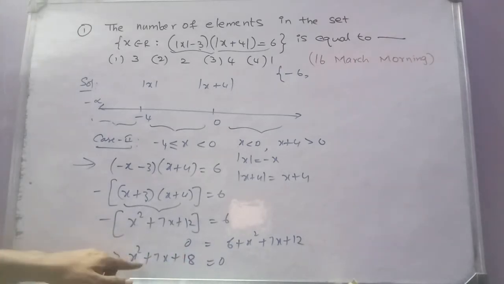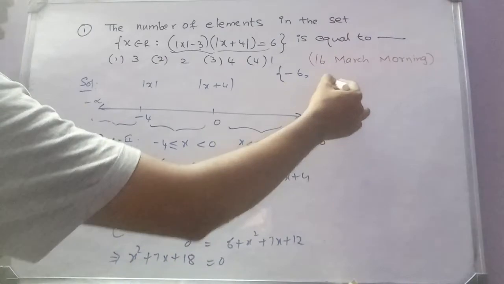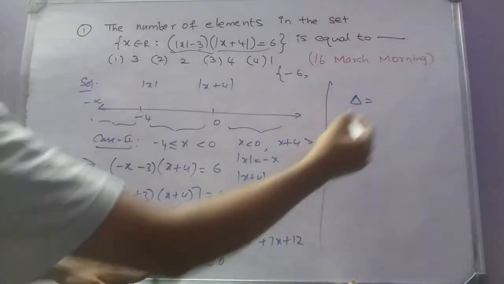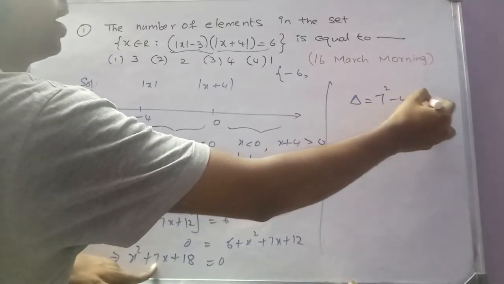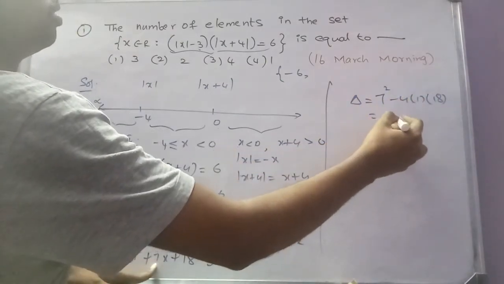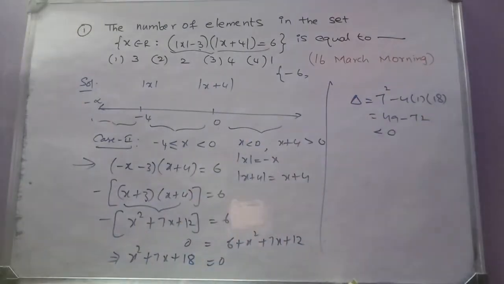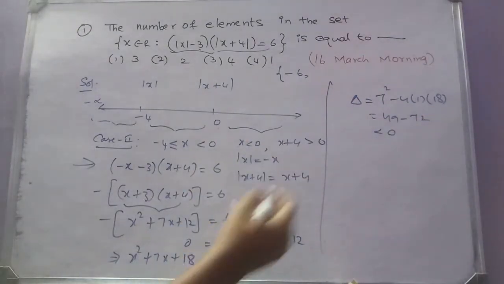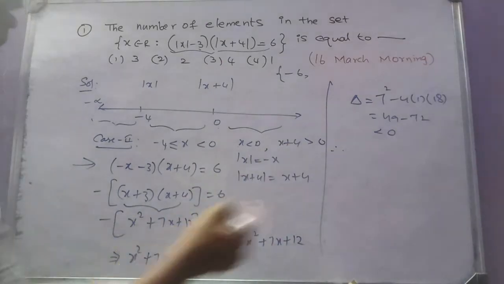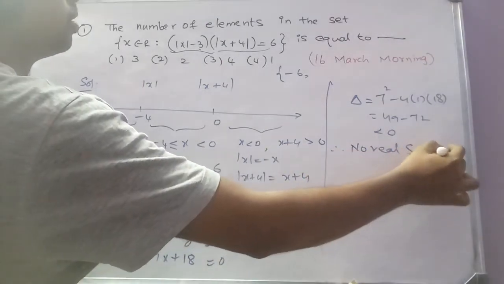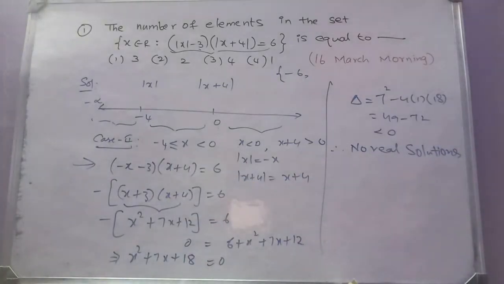And observe that for this quadratic equation, if you find the discriminant delta, b square minus 4 into a into c, what do you get? 49 minus 72, so that means less than 0. Discriminant is less than 0, no real solution. Therefore, this quadratic equation has no real solutions. So which means, dear students, from case 2 I am not getting any solution.